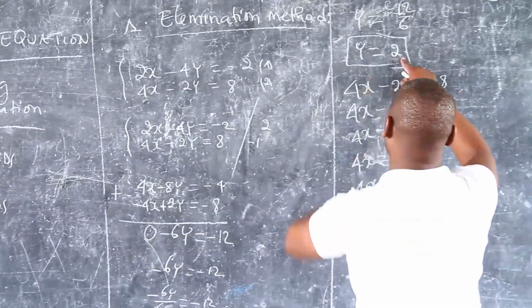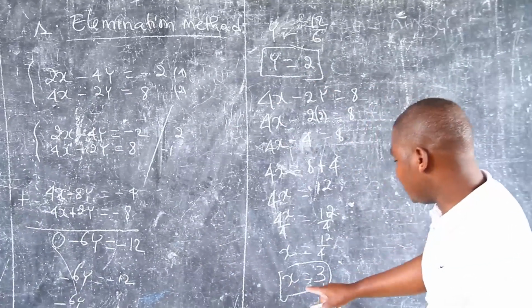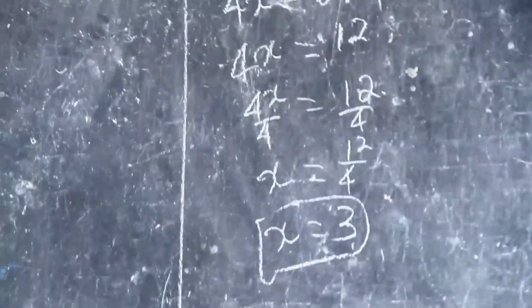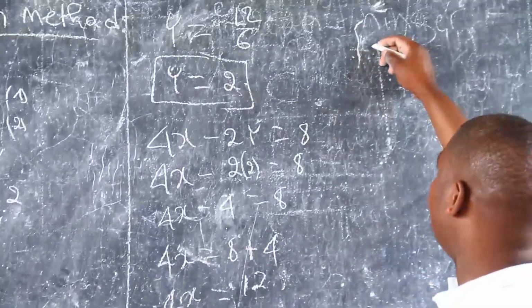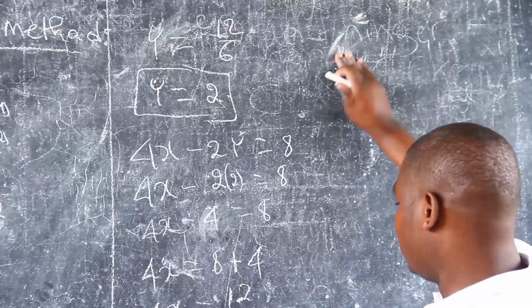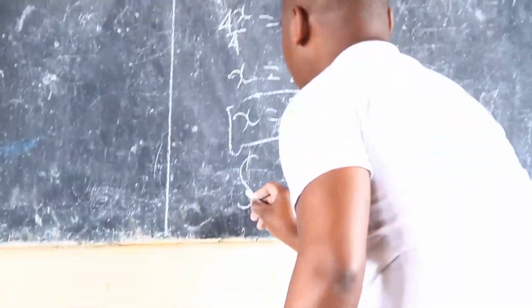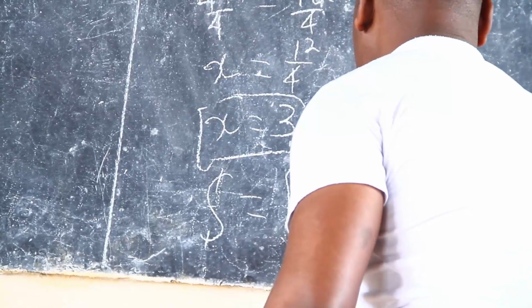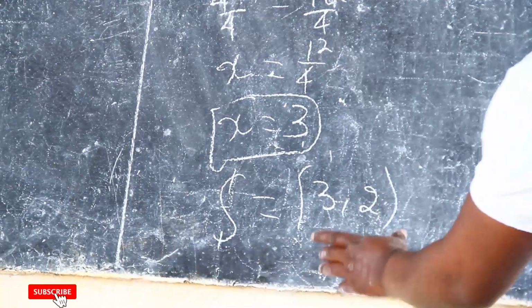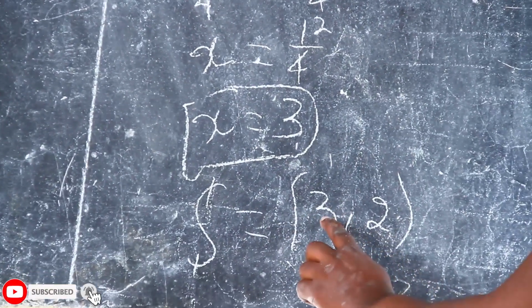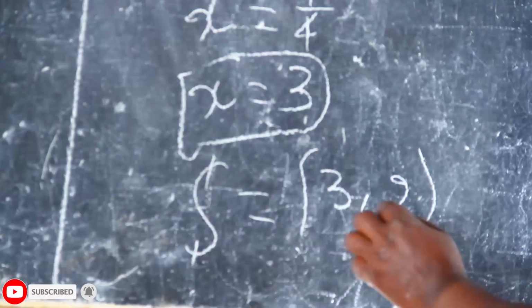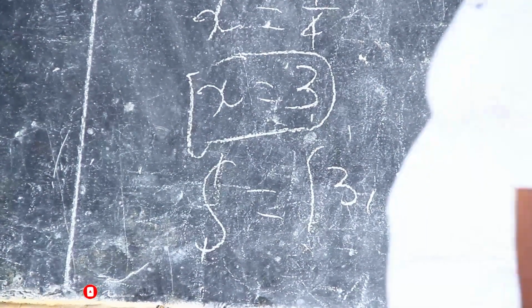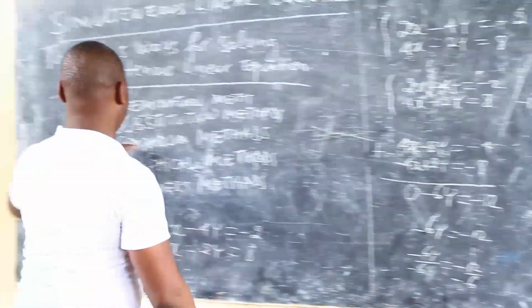I find y equal to 2 and x equal to 3. Means that the real solution will be equal to 3 and 2. This is the value of x and the value of y. So it's the first way.